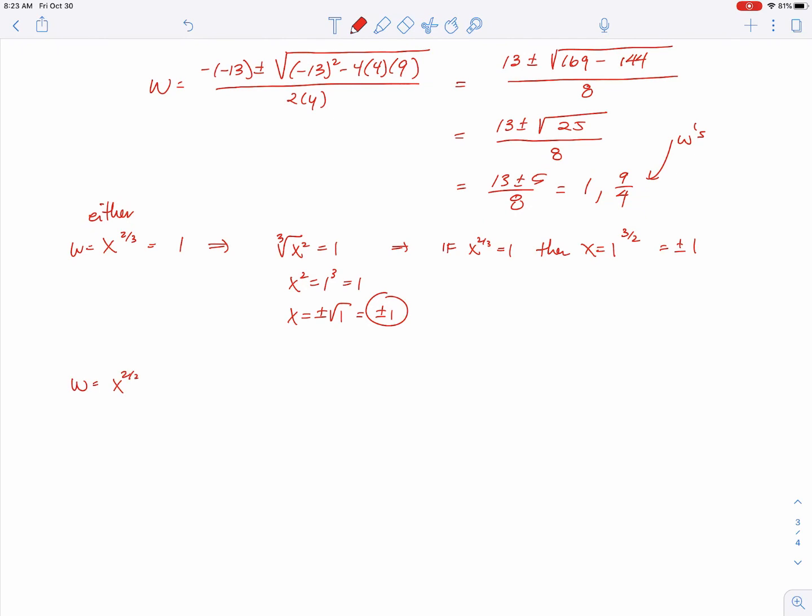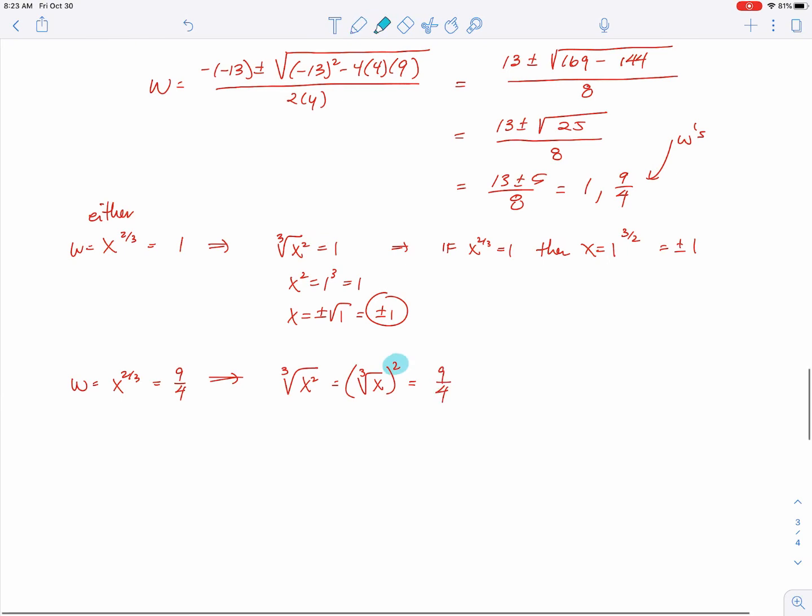Or w equals x to the 2/3 is equal to 9/4, which implies that the cube root of x squared is equal to, it's also, by the way, the cube root of x quantity squared, which I like better, is equal to 9/4. So in order to undo that square, we'll take the square root of both sides. This implies that the cube root of x equals plus or minus 3/2, in which case when we cube both sides, we'll get x is equal to plus or minus 27 over 4.